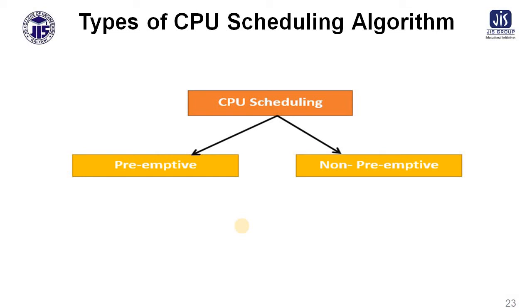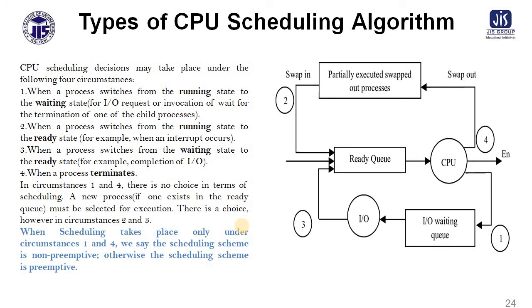Non-preemption means we give the CPU's attention to a particular process until its execution is complete. Other processes have to wait to get the attention of the CPU, and this kind of execution is called non-preemption. Non-preemption means continuous execution. There will be no interruption. So these are the scenarios.